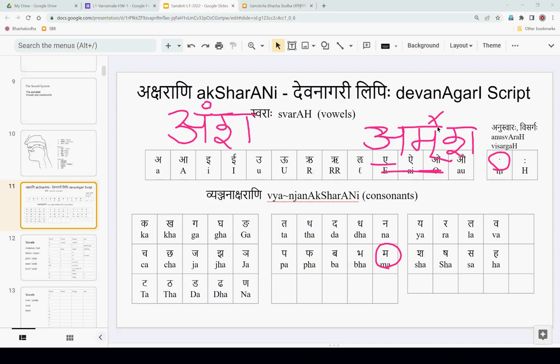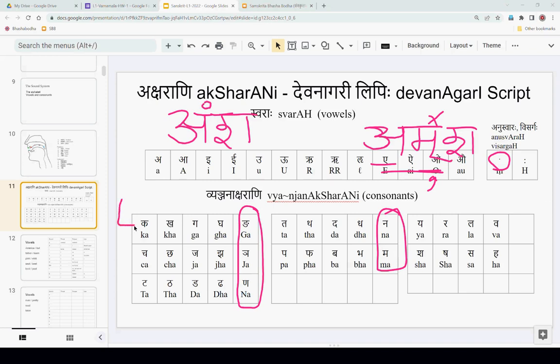That pure nasal sound is Anusvara. But this ma is also nasal, right? That is what we saw last time: the last column of these five groups here, five rows, nga, nya, na, na, ma, these are nasal sounds.